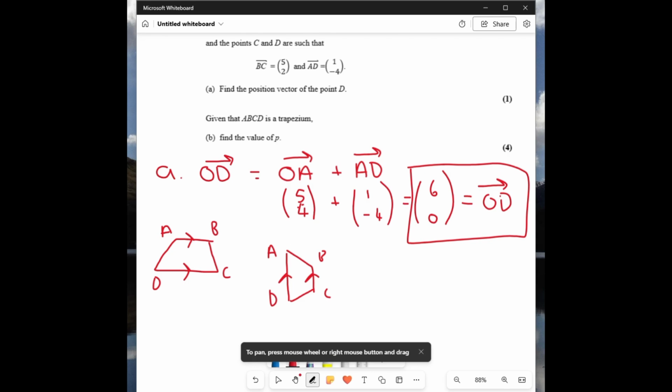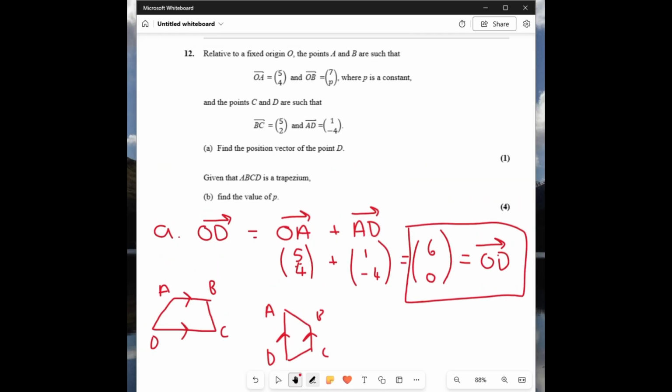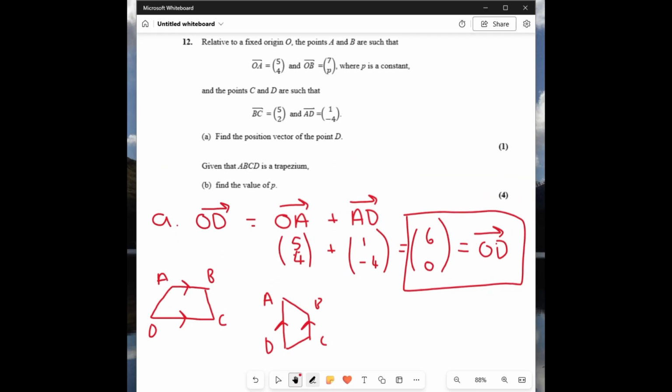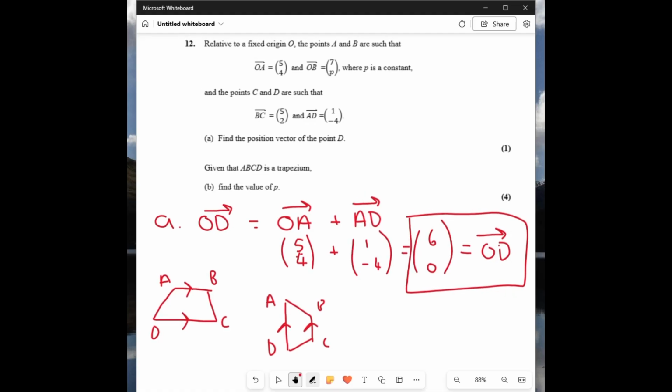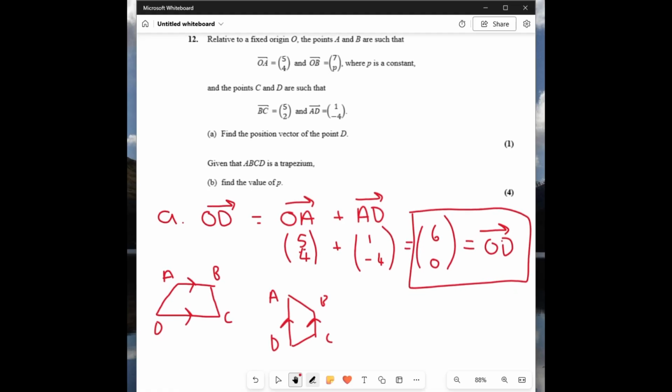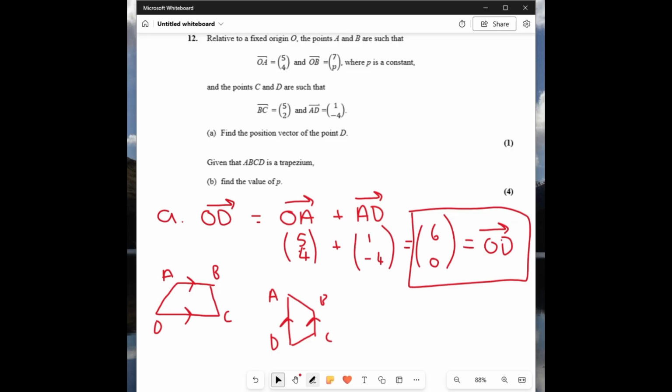The thing that I would do here is draw out some form of diagram so I know what on earth is going on. I would just draw out a grid to start with. And actually, I'm going to figure out what OC is as well, because I think that will help me. So let's figure out what OC is first.